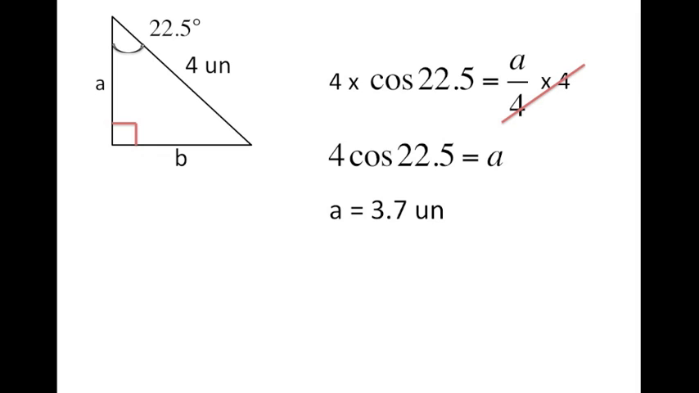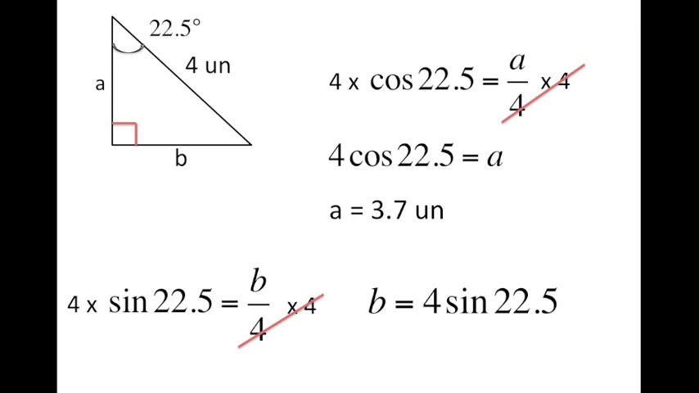Now we're going to solve for b. So instead of cosine, we now have opposite divided by hypotenuse, which is sine. So sine of 22.5 equals b over 4. Again, we're going to multiply by 4 on both sides and cross out the 4's on the right side. So the bottom of the triangle, the base, is equal to 4 times the sine of 22.5. When we plug that into our calculator, we're going to get 1.53.